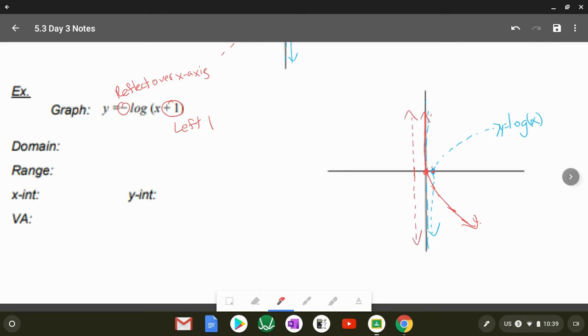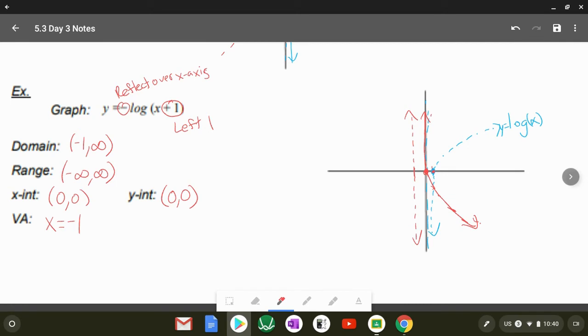So as we go ahead and fill this out, domain, because the asymptote shifted, the domain is now from -1 to infinity. The range is not going to change, but the x-intercept went from (1, 0) to (0, 0). And then the vertical asymptote is x equals -1. And then we already know the y-intercept because it's got to be the same as the x-intercept in this case, because the x-intercept's at (0, 0).